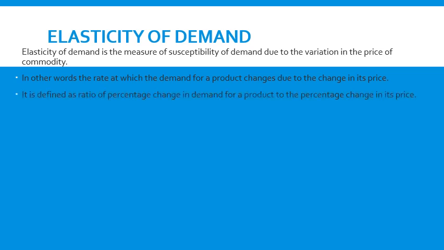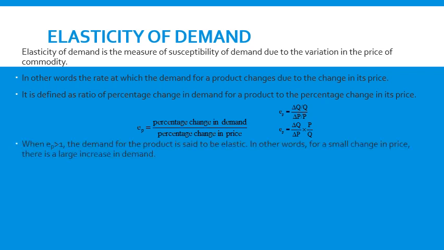It is defined as the ratio of percentage change in demand for a product to the percentage change in its price. It is given by this one. EP is equal to percentage change in demand divided by percentage change in price. There are three conditions. First condition, EP is greater than 1, which means percentage change in demand is more than the percentage change in price. For a small change in price, there could be a large increase in the demand.